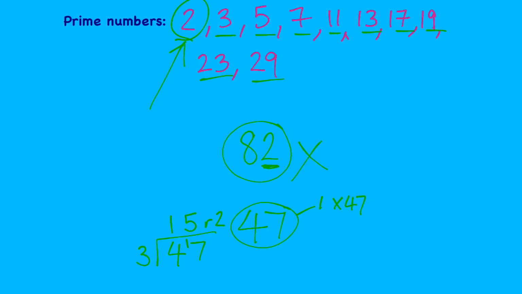Does 4? No. 5? No. 6? No. 7, and I can keep going through, and I can keep going until I realise that 47 is a prime number, because the only numbers that divide into 47, the only factors are 1 and itself, so I know that 47 is a prime number.